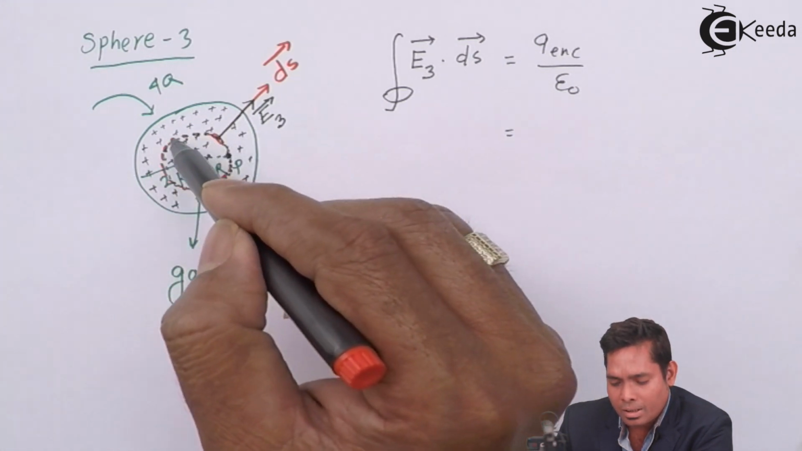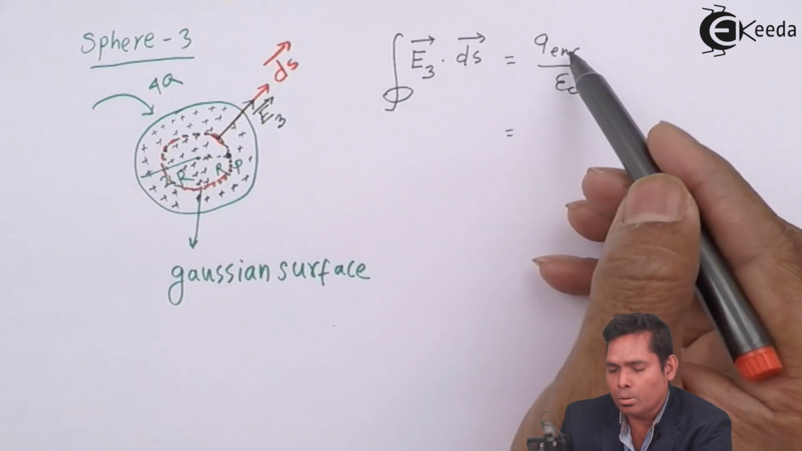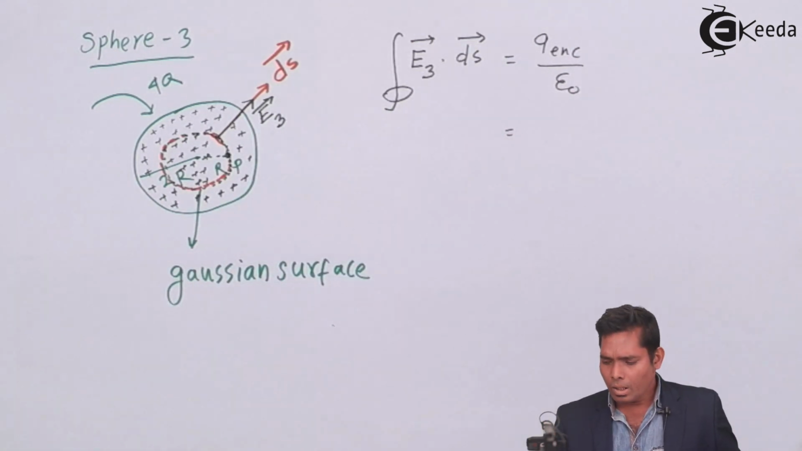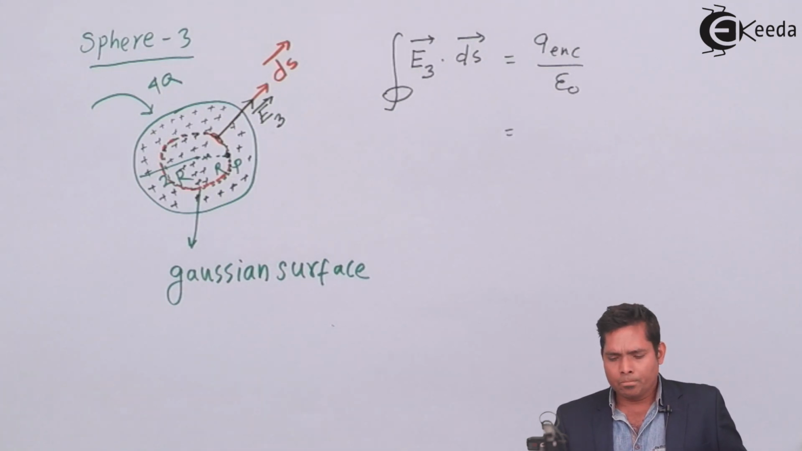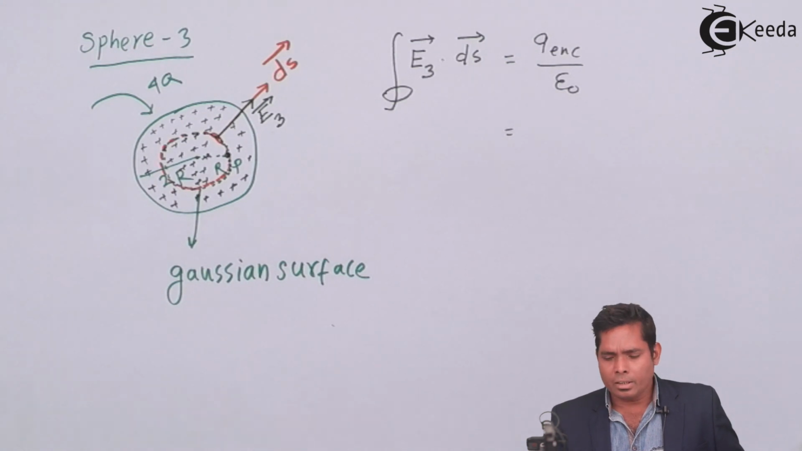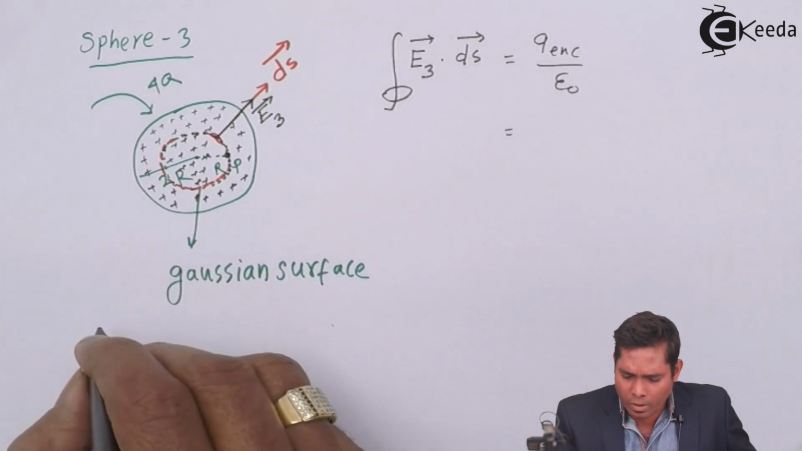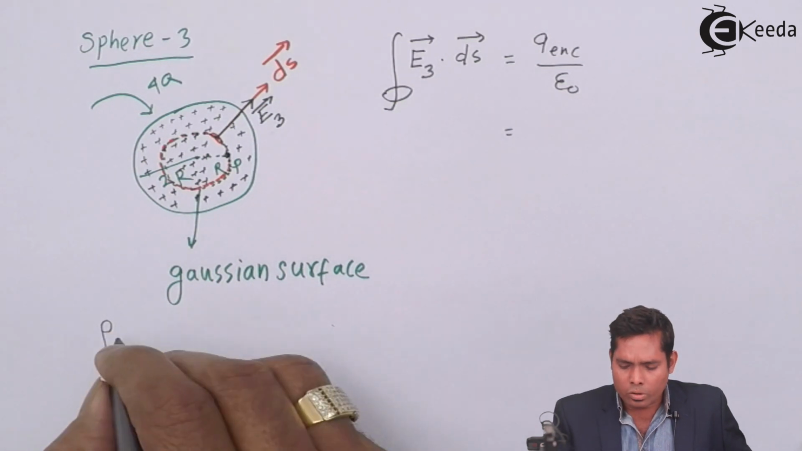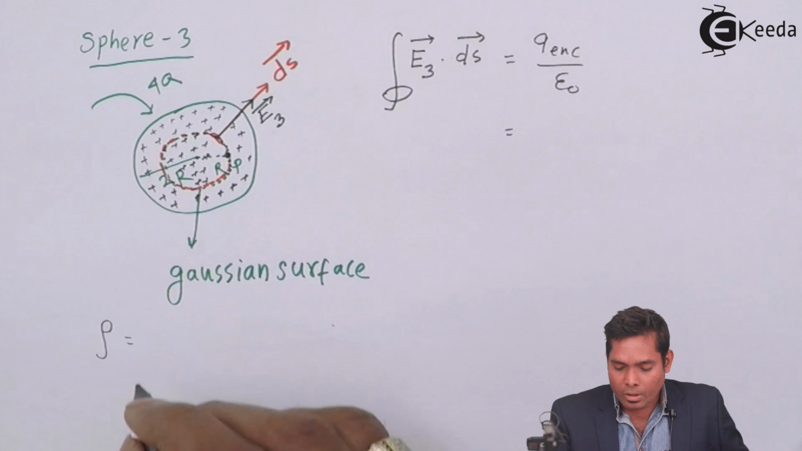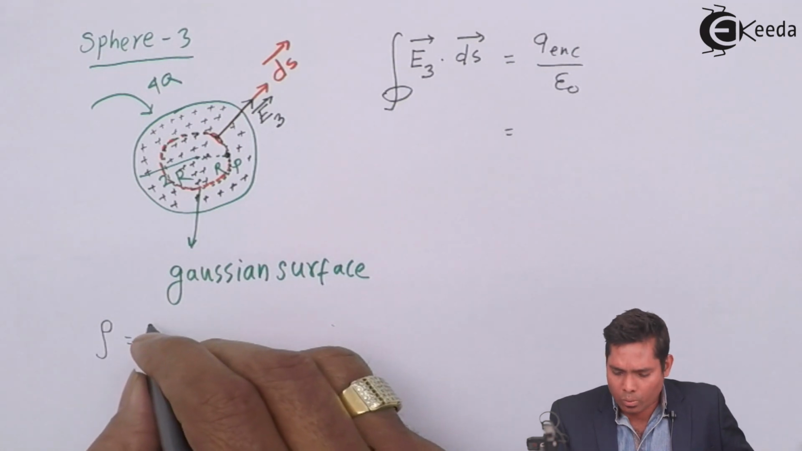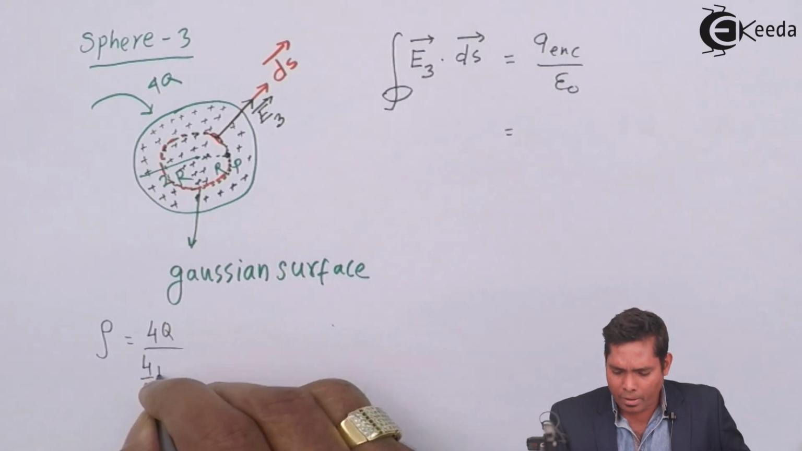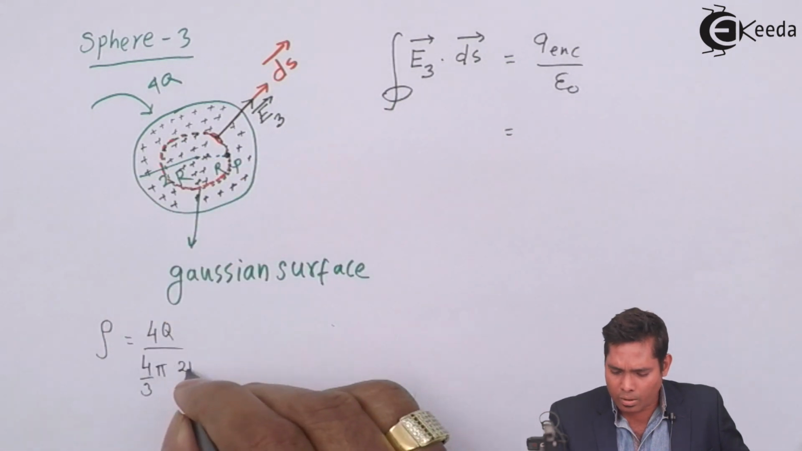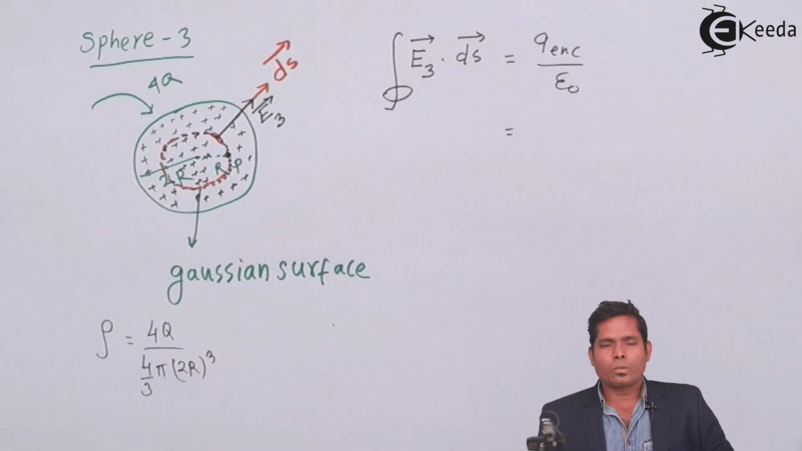So we have to find how much charge this Gaussian surface encloses. That value we have to put here. The charge is uniformly distributed, so we have to find the charge per unit volume. Think of rho as the volume charge density, that is the charge per unit volume. The total charge 4q is distributed over the volume 4 by 3 pi (2r) whole cube. This is the volume charge density.